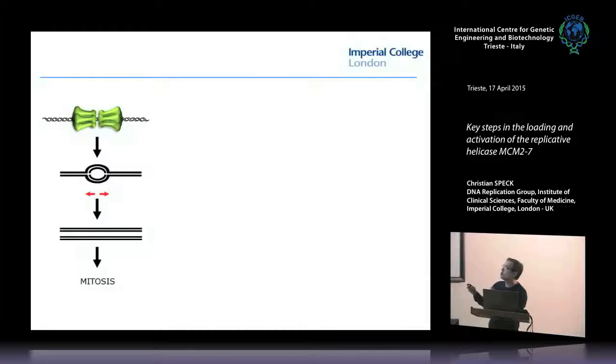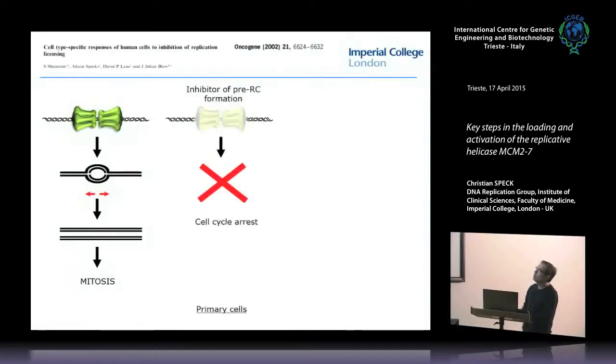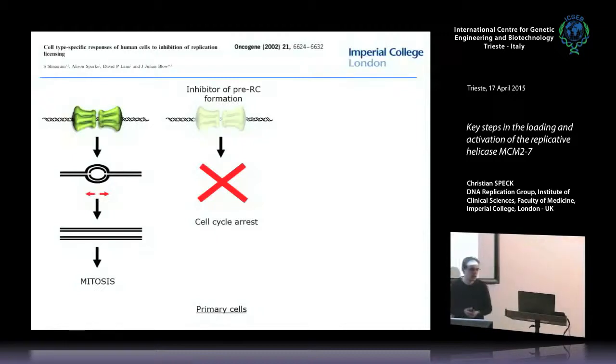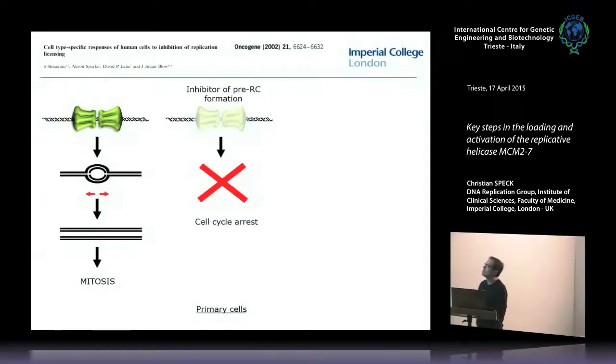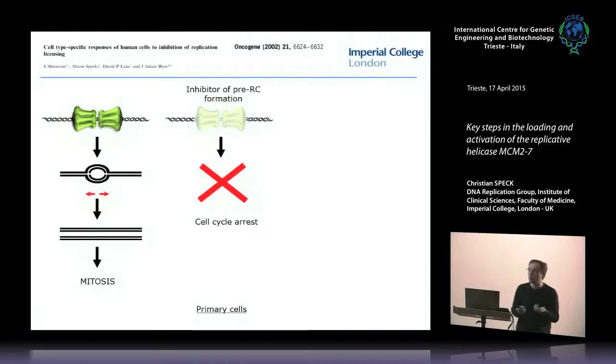Julian Blow was thinking about this process of helicase loading in the context of human proteins, and what he was thinking is, okay, what would happen if you inhibit helicase loading? And he asked this question by overexpressing a naturally occurring inhibitor in human cells, in primary human cells. And what he observed is that this inhibitor, the geminin protein, causes a cell cycle arrest because the cells don't load the helicase, and they sense, I don't have a helicase, so maybe it's better to stop.